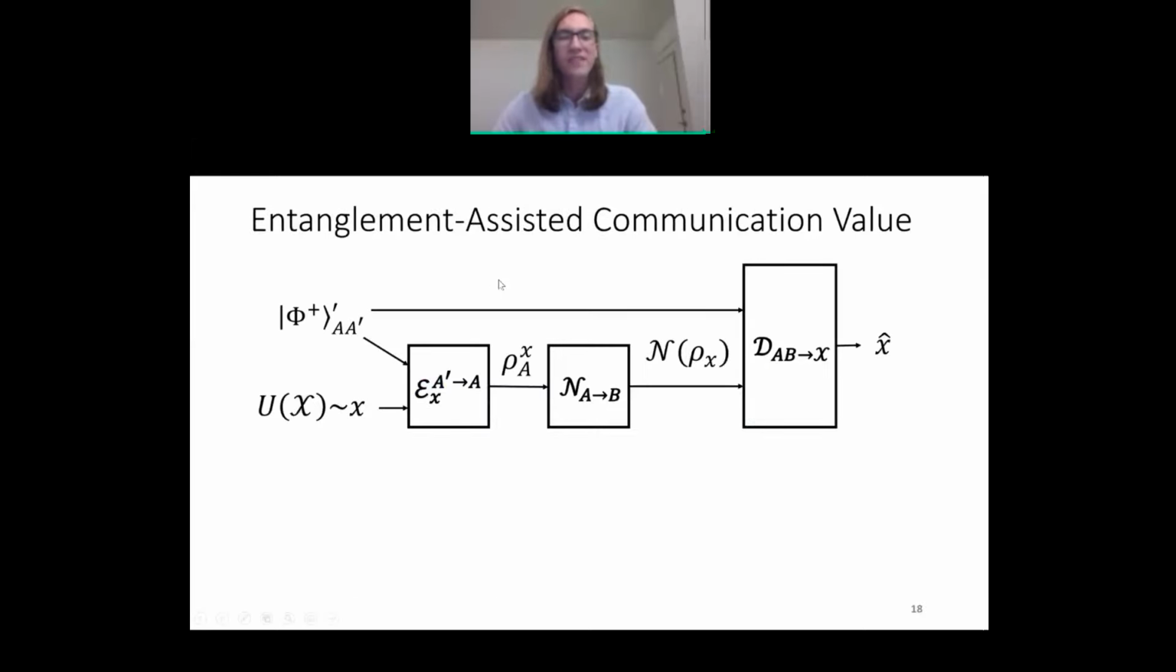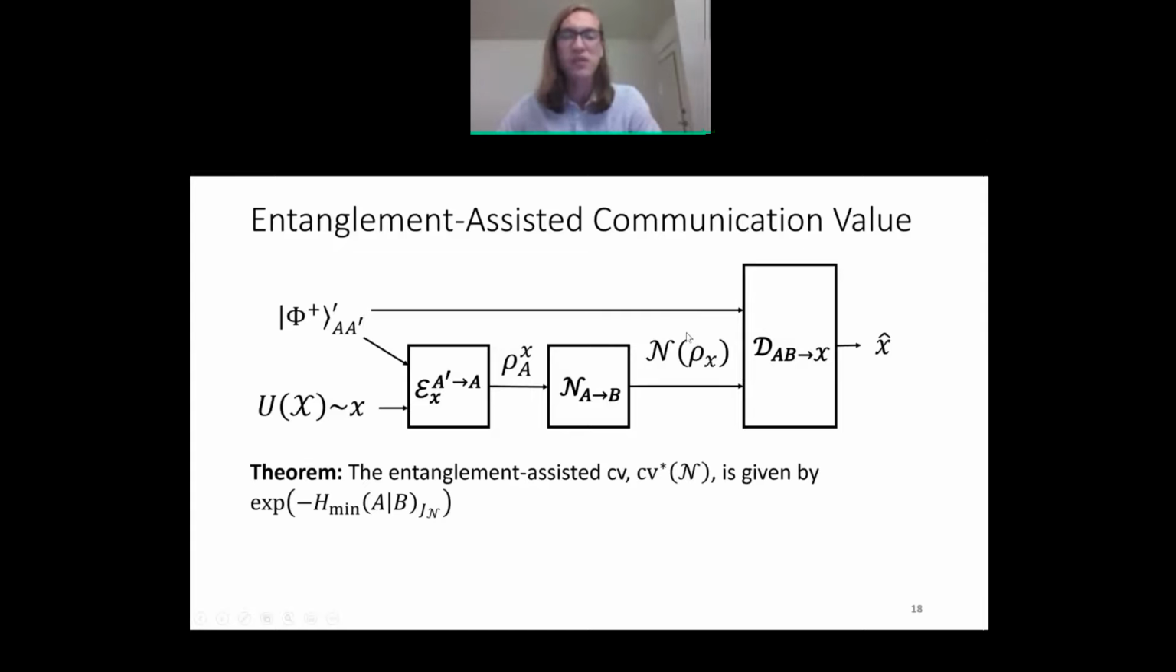And so now we've looked at places where it's multiplicative and where it's not multiplicative. Maybe we can do something interesting if we give an extra resource. So we consider an entanglement-assisted communication value. In this case, you have some maximally entangled state in some space, and Alice is going to use half of it to encode based on her input, and the other half goes to Bob, and then Bob gets to decode on both. And the theorem is, in this setting, the entanglement-assisted CV, which we call CV star, is given by the exponential of the negative of the min entropy of the Choi state.